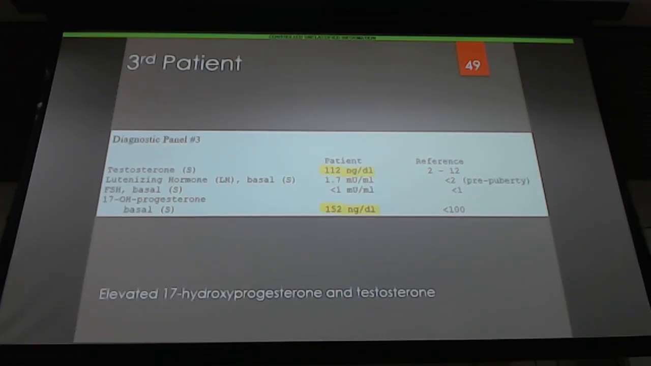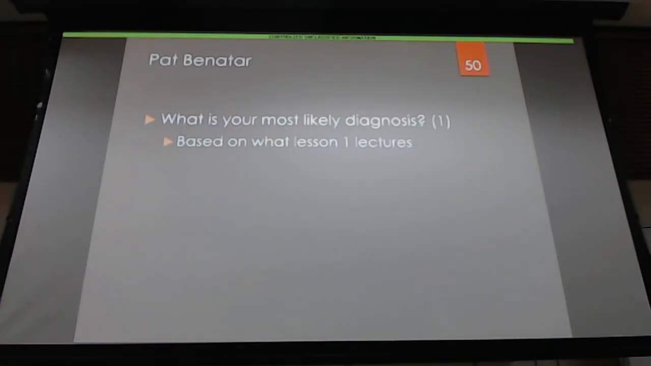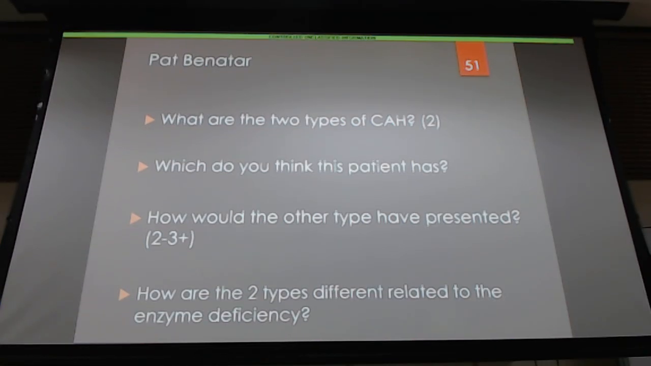What do we know for sure? Congenital adrenal hyperplasia, perfect. CAH. So what are the two types of CAH? Classic and non-classic, right? Which one do you think this patient has? Yes, because of her age, right? Because again, what happens in CAH? There's the enzyme deficiency. What is the enzyme that's deficient? Is it 17-hydroxylase? 21-hydroxylase, right?